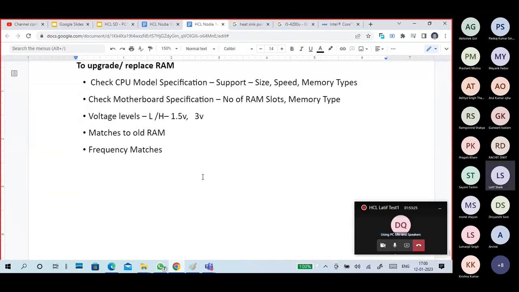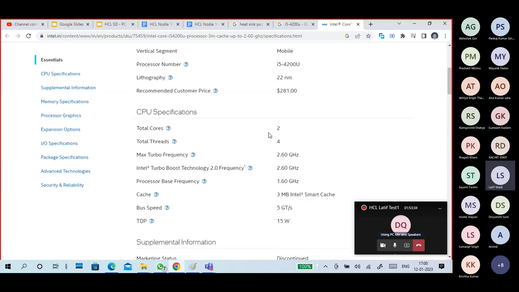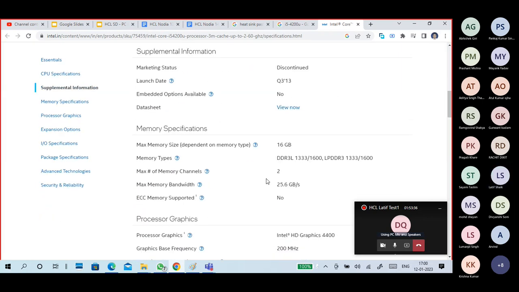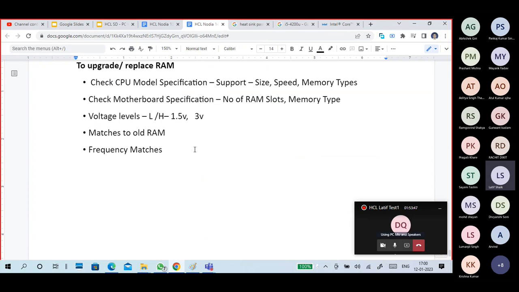Good. So the number of slots on your motherboard, the memory types, and what the CPU supports. Just before, also see this number: this supports only 16 GB, and that too DDR3 model. L means it supports low voltage RAM. Like that, we have to verify both CPU and motherboard compatibility, then only we can update, upgrade, replace, or insert new RAM capacities.